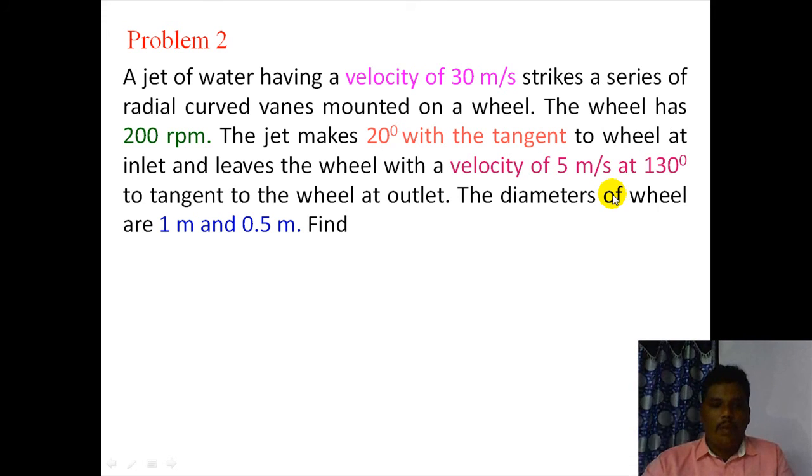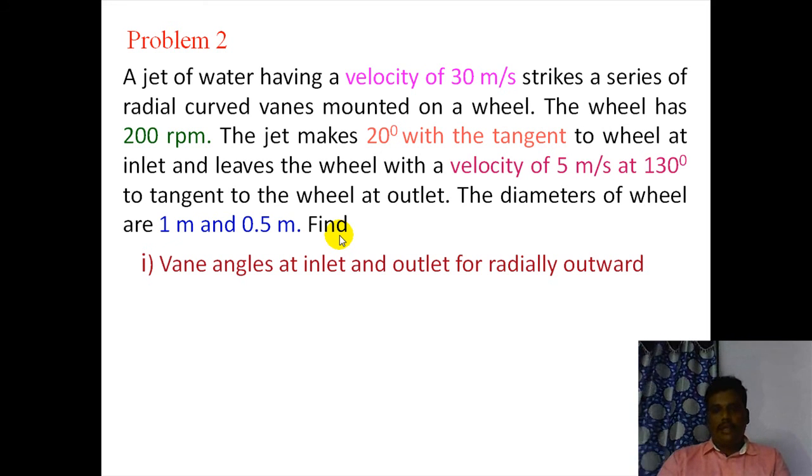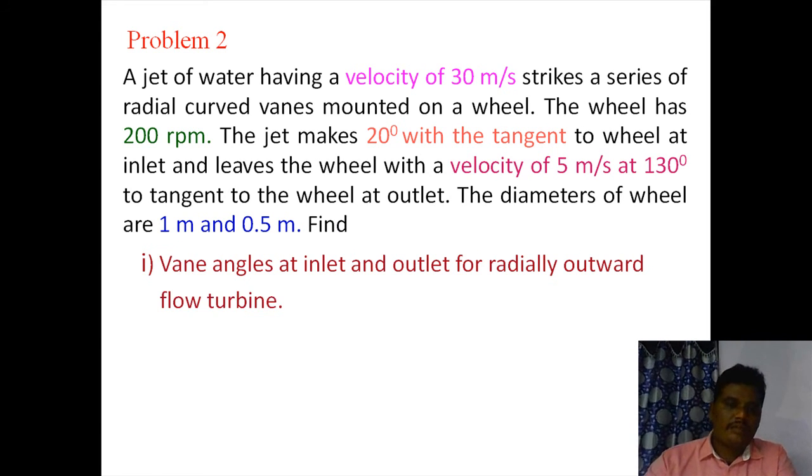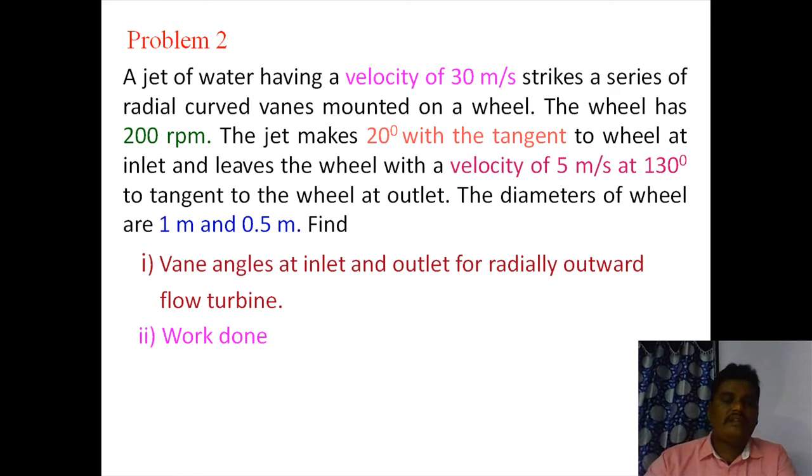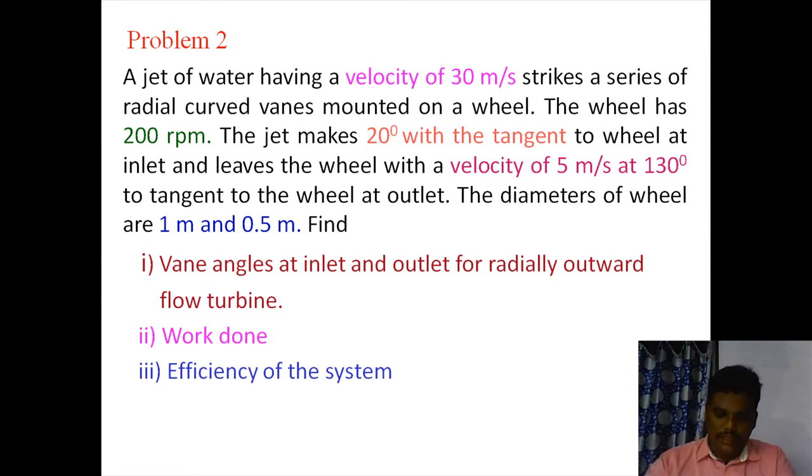The diameters of the wheel are 1 meter and 0.5 meter. Find, first, the vane angles at inlet and outlet for radially outwards flow. Third, the work done. Next, the efficiency of the system.